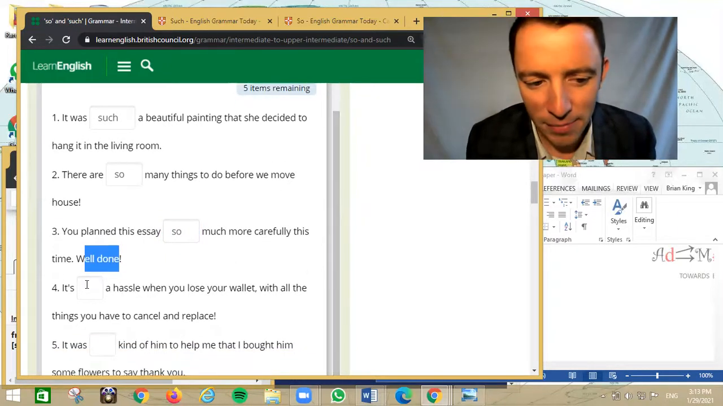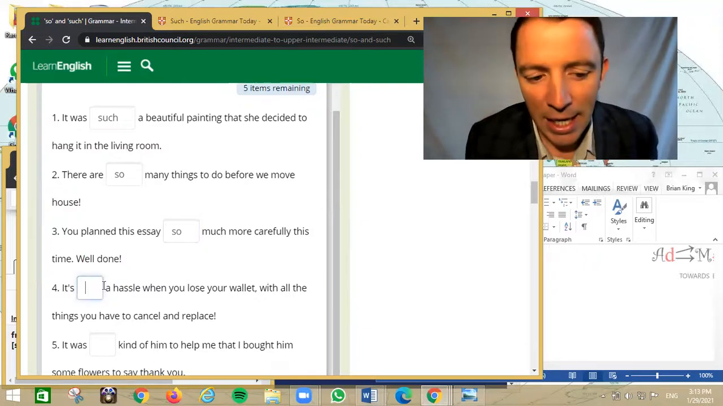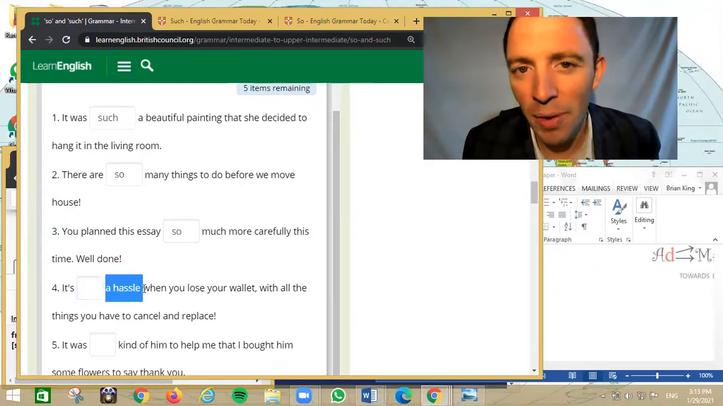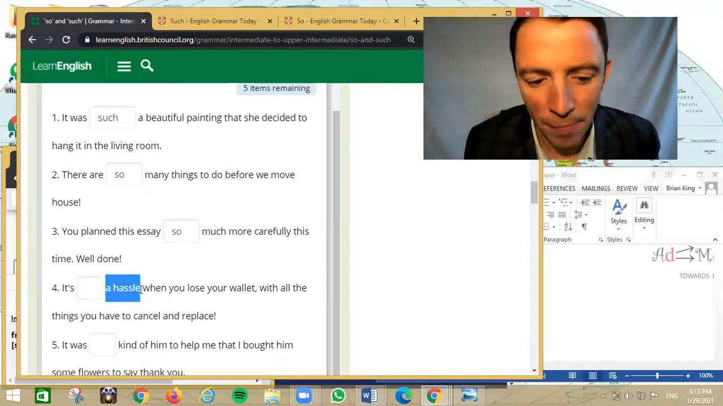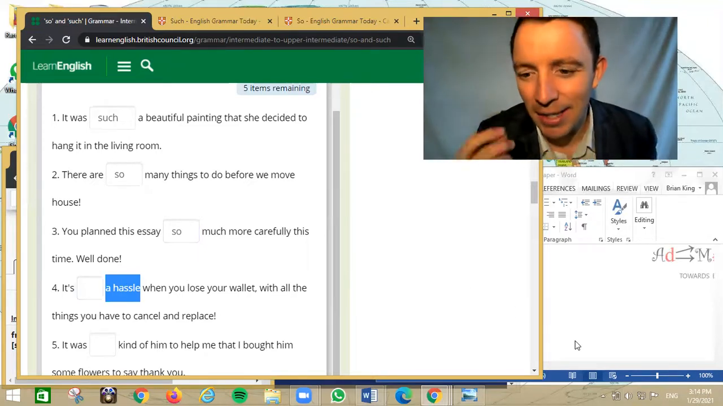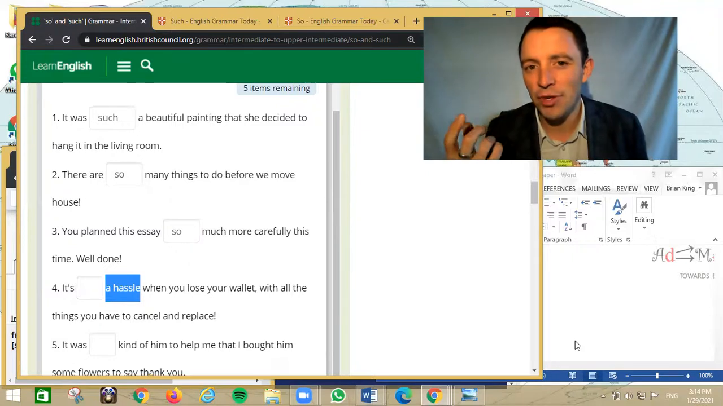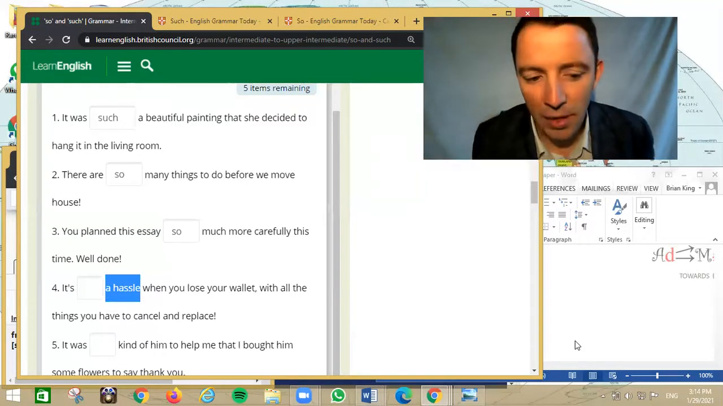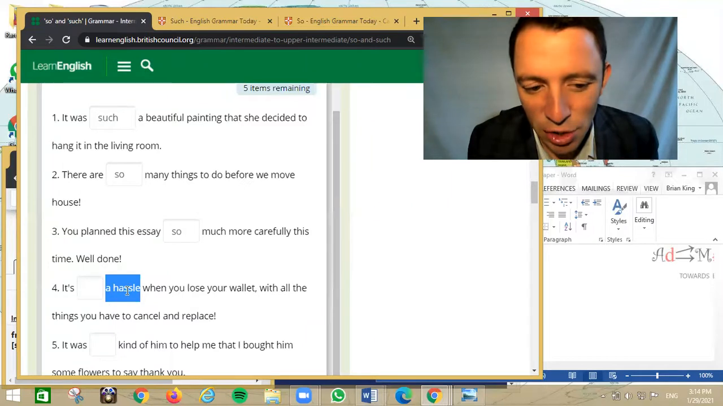Hecha, buen hecha. Good job. Well done. Okay. A hassle. Very good vocabulary. So a hassle is a problem. Molestado, molestar. The verb to hassle is to molestar, and a hassle is the substantivo. It's a problem. It's a frustration. It's an annoyance. Okay. And here it's a substantive.